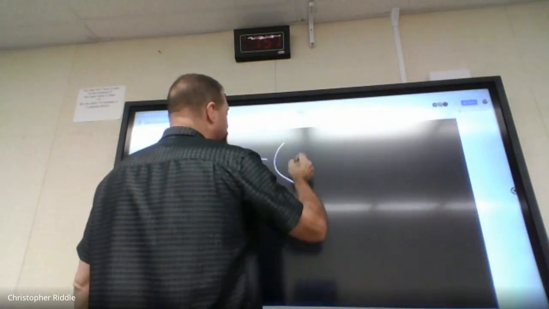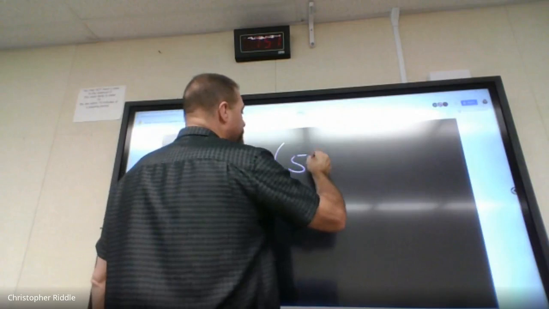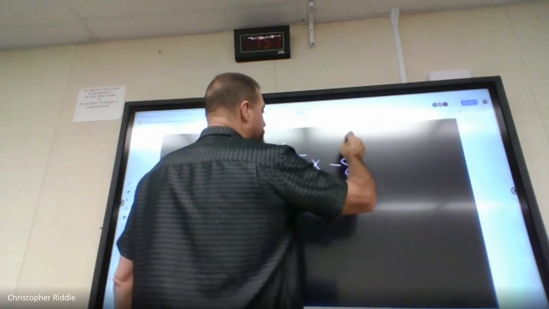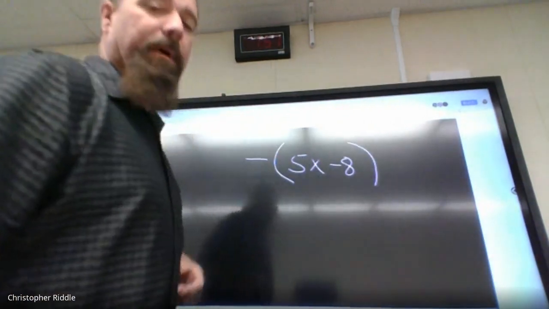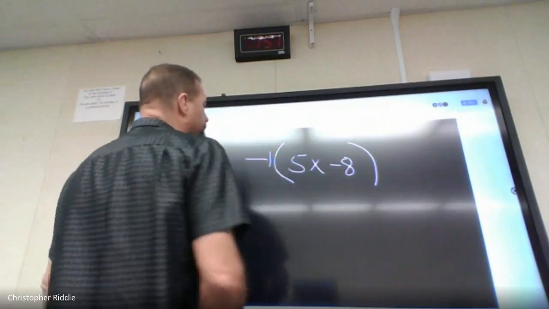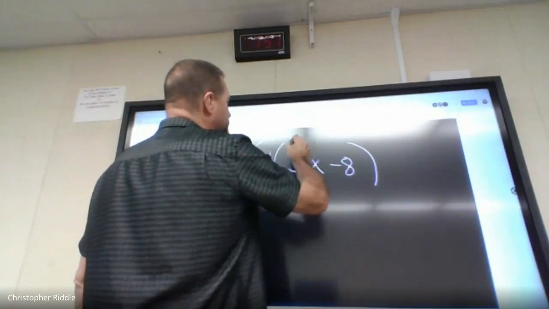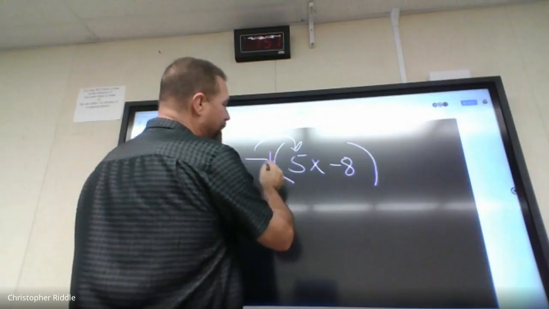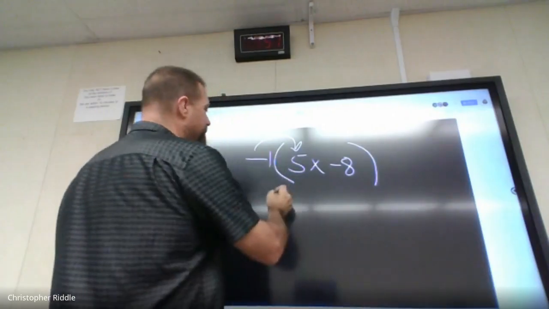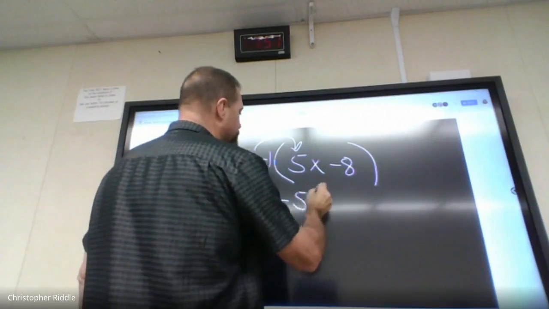So if we have negative times 5x minus 8, what's that number we're going to just assume is outside if there's no number there? 1. Perfect. So we'll just write that there to help us out. And then what are we going to multiply the negative 1 times? 1 times 5. Perfect. So 1 times 5x is 5x, and it's going to be positive or negative? Negative, exactly, because the signs are different. So we have negative 5x.